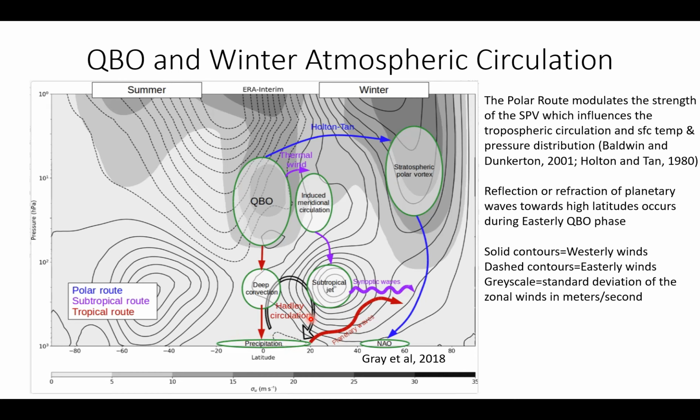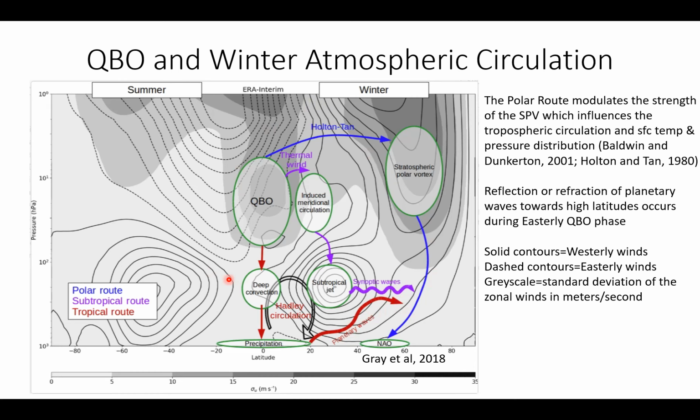And then finally, we look at these red arrows. QBO goes directly to deep convection. Specific areas of the tropics are more favorable to see the deeper convection in showers, and heavier precipitation occurs in specific areas of the equatorial areas. Okay. Additionally, there's your planetary waves here via the tropical route.